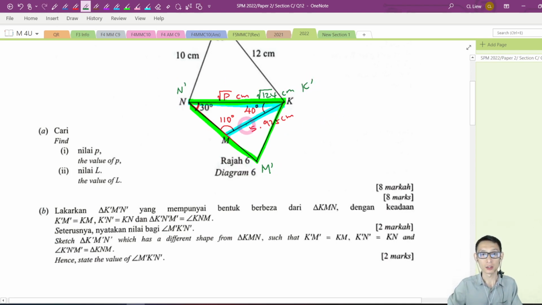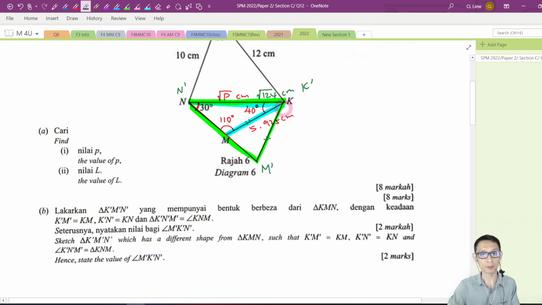Okay, try to think. N prime, K prime, same length, right? Same side, and then these two same length, and the angle here also 30 degrees. Okay, this is the triangle that we are looking for. Now for the last part, we need to state the value of this angle M prime, K prime, N prime.